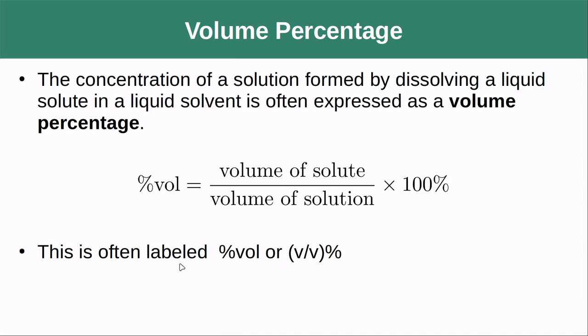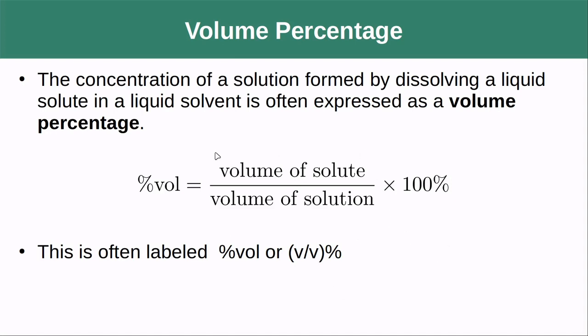And whenever you do that, you should definitely make sure that you label it either percent volume or volume over volume percent to make it clear that it's different from the mass percent. Because when you have solutions whose density varies a lot from one, you could get a very different value for your volume percent than your mass percent, and it could mean a very different thing.